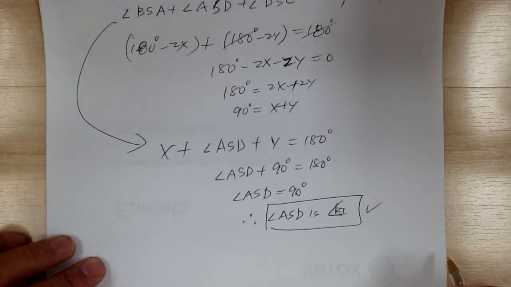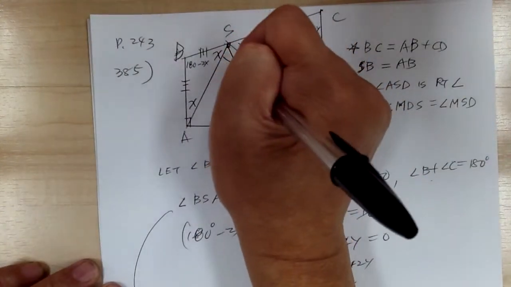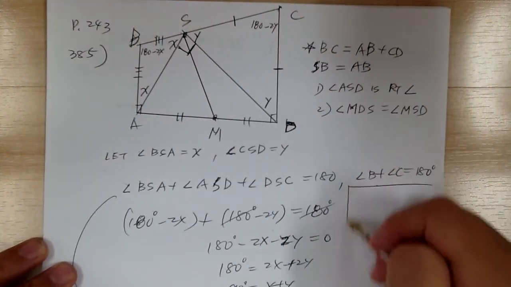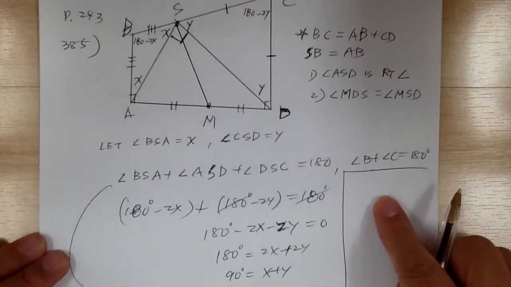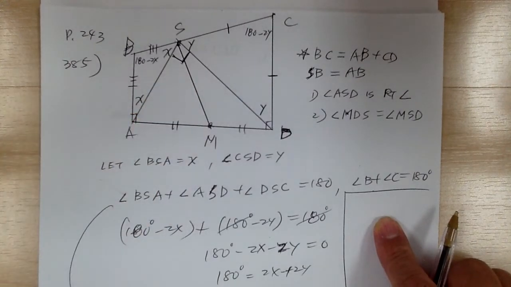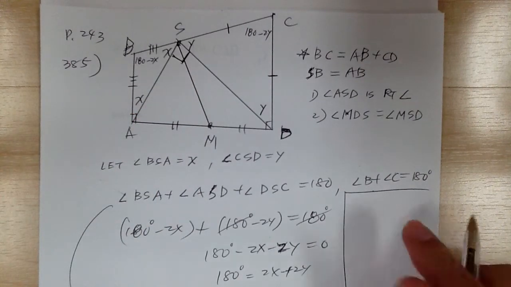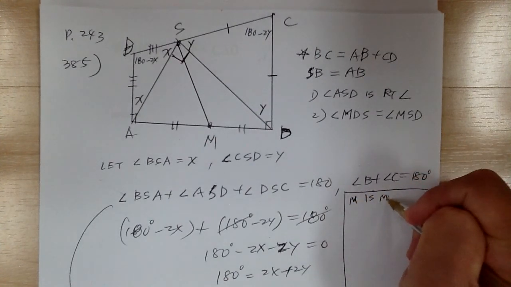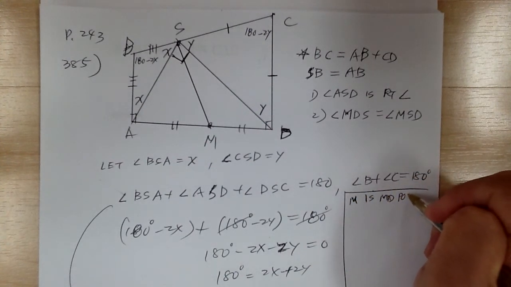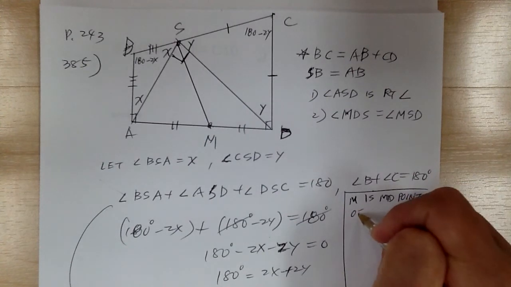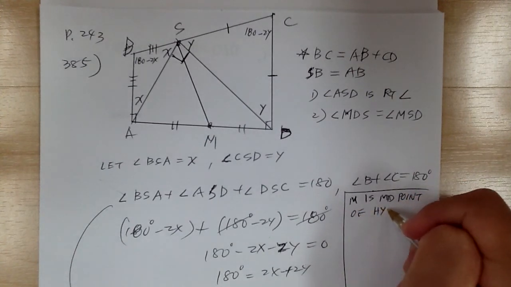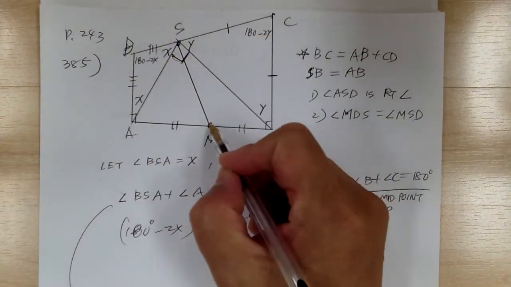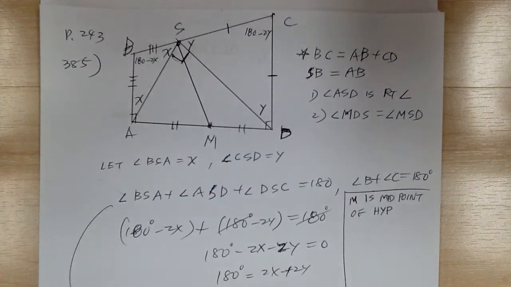Okay, so next, now we know that this is a right angle. The next thing we need to prove is this part over here. So I'm going to do it over here because we need to look at this picture. M is the midpoint of hypotenuse. Because notice that this is a right angle, so this is a right triangle, and this is the midpoint of a hypotenuse.